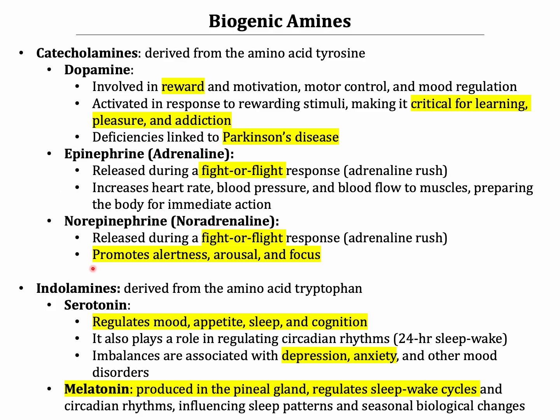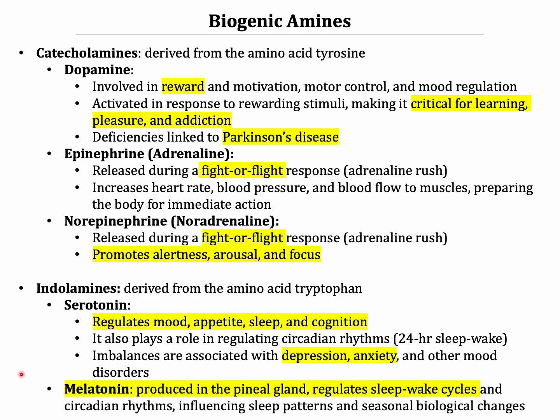Norepinephrine in particular really promotes alertness, arousal, focus, so it has more of a mental impact on that conscious state. And then with dopamine, this has to do with motor control, has to do with reward, motivation, even regulates our mood. And the reward component there is really critical for learning, pleasure, and also is responsible for causing addiction, right? So there are certain drugs that people will take that increase dopamine levels and that creates an addictive effect over time.